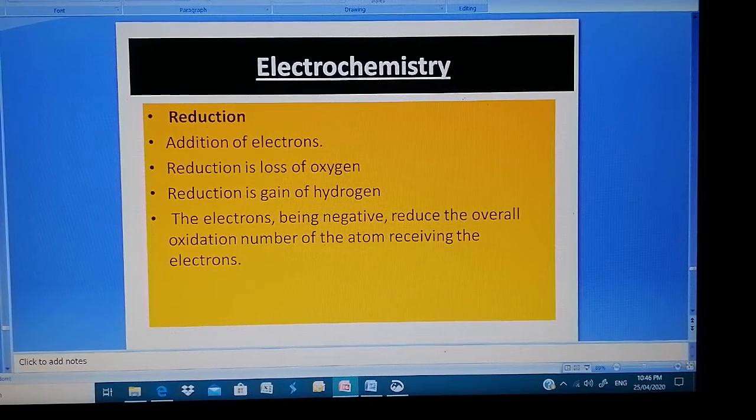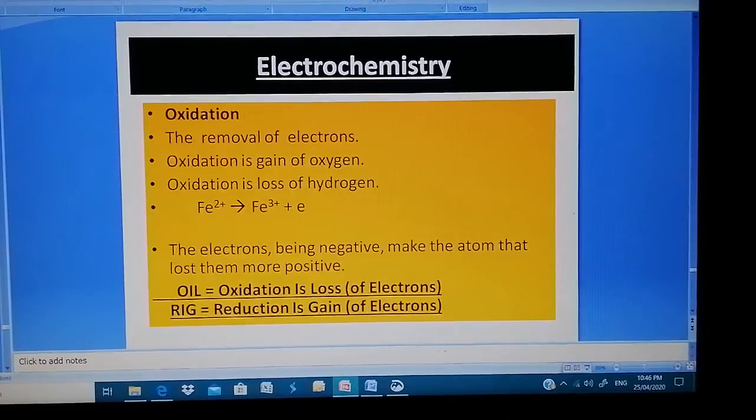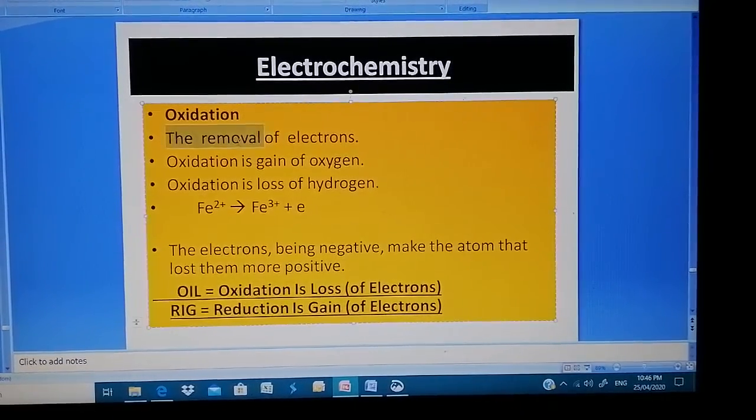So reduction, as you all know, reduction is addition of electrons. In other words, it is loss of oxygen and gain of hydrogen. So then what is oxidation? It is the removal of electrons, the gain of oxygen and loss of hydrogen.